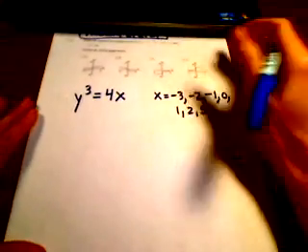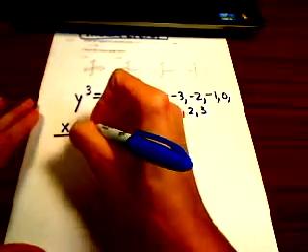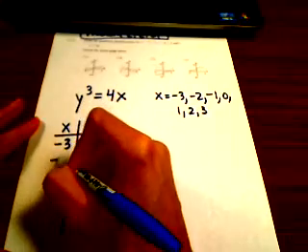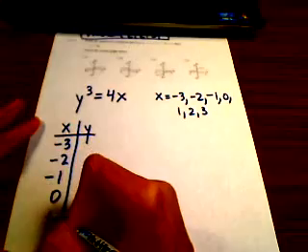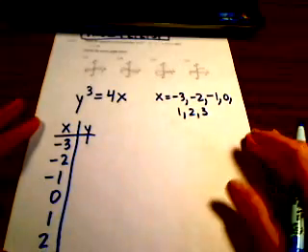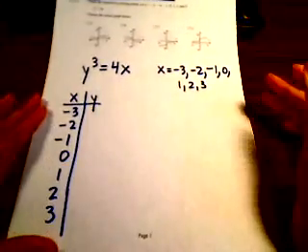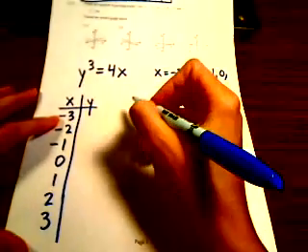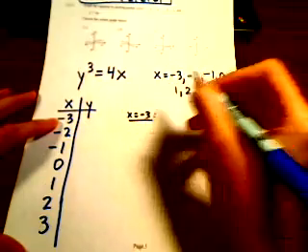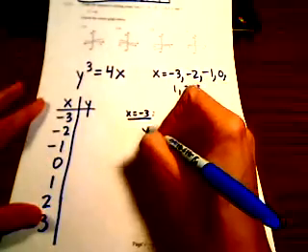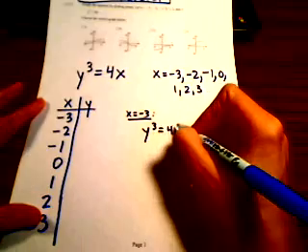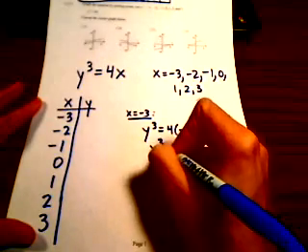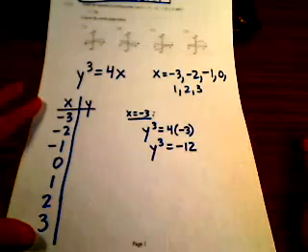are x values. So what I'm going to do is go ahead and make an xy chart, and I'm going to let x be each of these values. And what we'll do is plug those values into our equation and find the corresponding y values. So for instance, when x is -3, if I plug in x equals -3 into this equation up here, then I have y cubed equaling 4 times -3. So that is y cubed equaling -12.